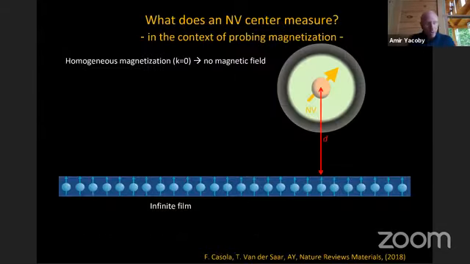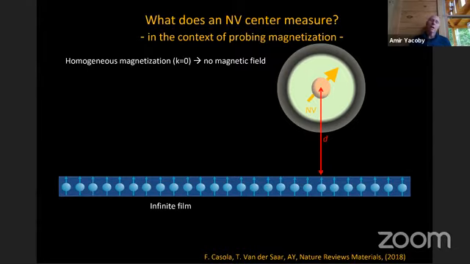So we're going to be interested in measuring magnons. Magnons are fluctuating magnetization. And the question is, what is the relationship between magnetic field, which is what the NV center measures, and magnetization? Here, what you see at the bottom is a ferromagnet, all spins pointing upwards. It's a thin, infinite film of a magnetic material.